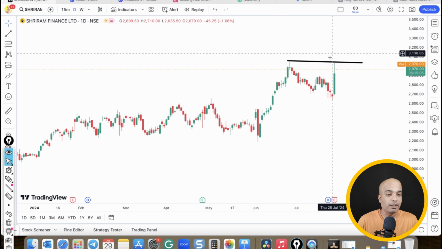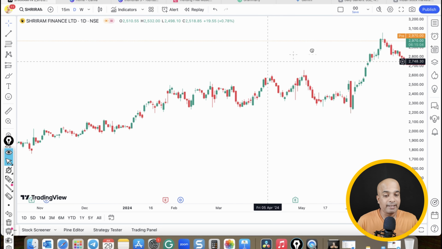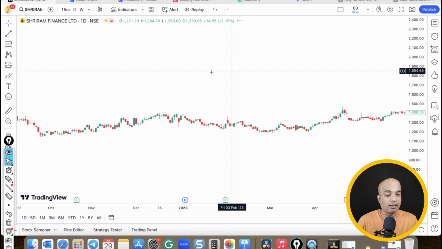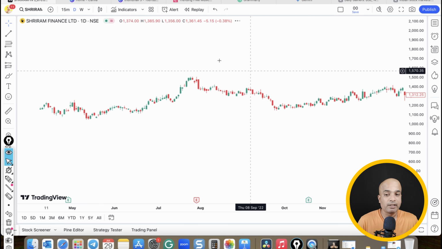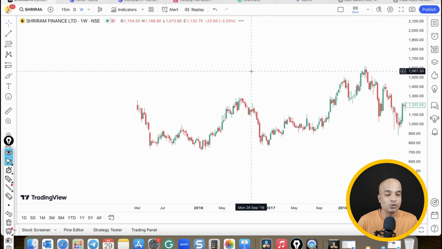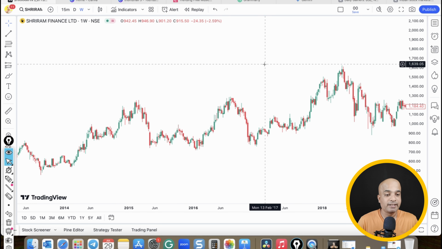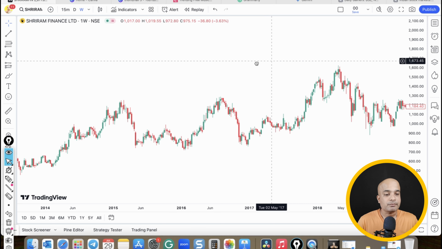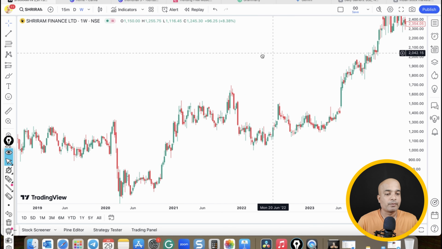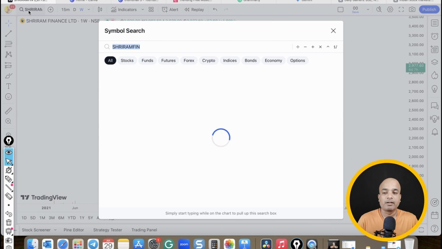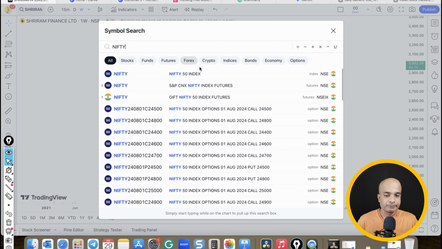See, for example, for trend line drawing perspective, I will go back and I will draw some trend line like this so that you will understand. See, in this case, for example, I will go to Nifty.